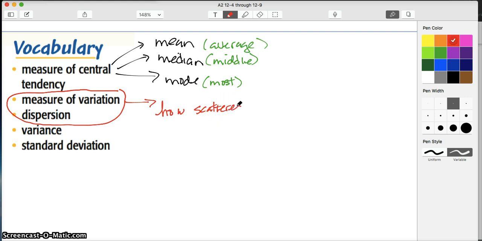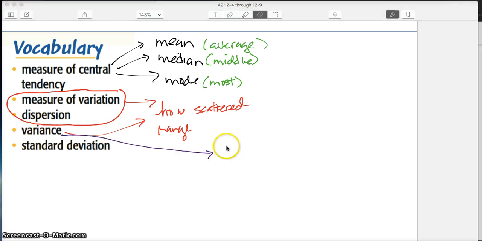So one measure of dispersion would be the range, right? Another would be the variance that we're going to talk about here. And also, in some way, we can talk about the standard deviation as it relates to variance. So we'll discuss that. The discussion of variance and standard deviation are going to be related to just how different or how far spread out the data is from the mean.